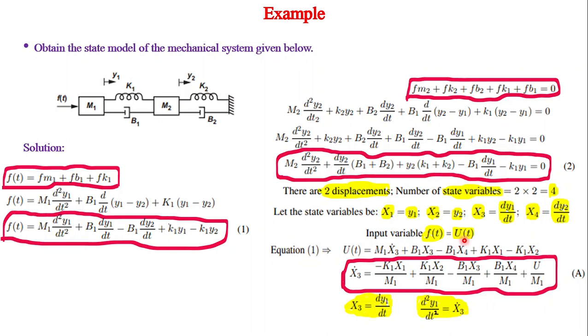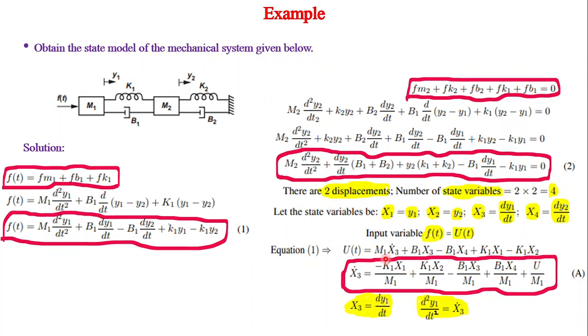So the input f of t is u of t. Now, if you substitute all this into equation 1, f of t is u of t, m1, what is d square y1 by dt square? dy1 by dt is x3, therefore d square y1 by dt square is x3 dot, therefore m1 x3 dot. b1, what is dy1 by dt? x3, b1 x3, minus b1 dy2 by dt. What is dy2 by dt? x4, so minus b1 x4. k1 y1, what is y1? k1 x1, minus k1 y2, what is y2? x2.